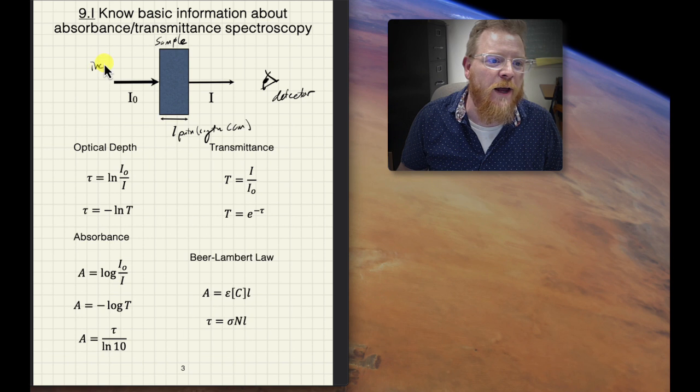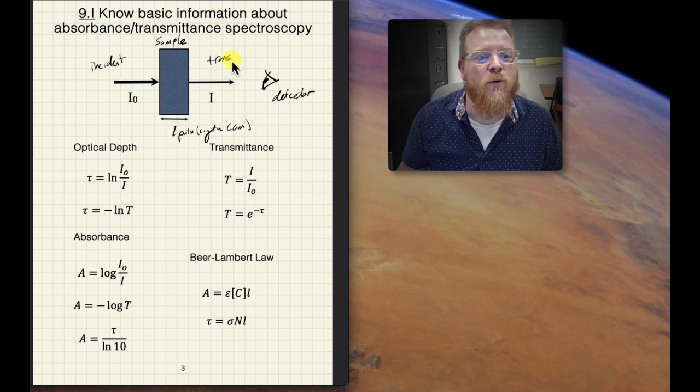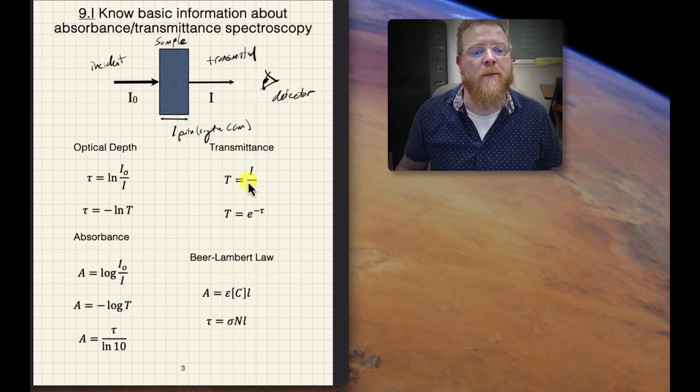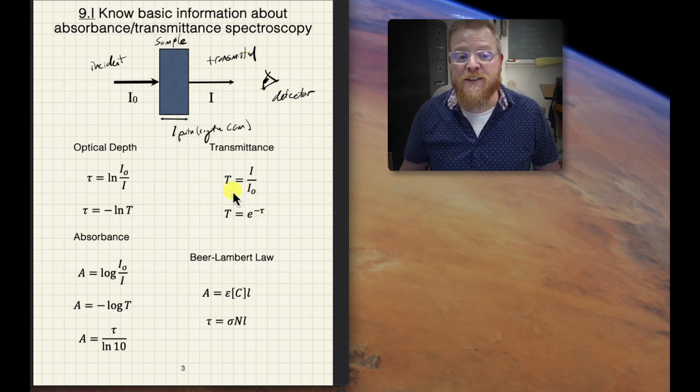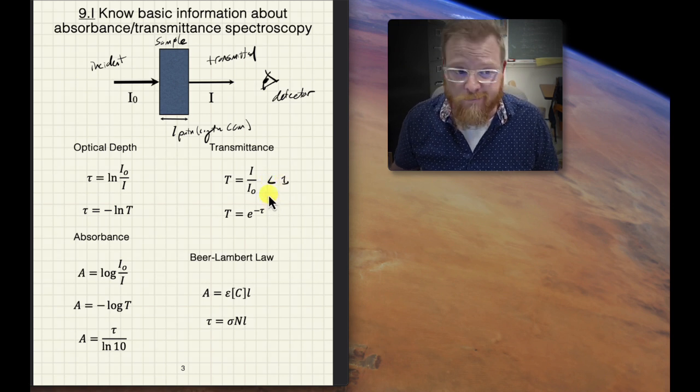Excuse me, that's the word I couldn't think of before. Incident and transmitted. So the transmittance then is defined as I over I naught, which will always be less than 1.